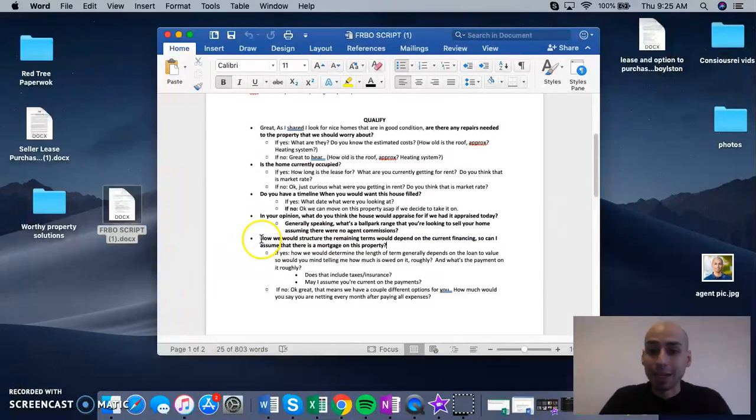But the way I ask it is, all right, so how we would structure the remaining terms would depend on any current financing. So can I assume that there's a mortgage on the property? And right away, that's going to tell you if they own it free and clear, or if they have a mortgage, and then you want to follow up with, as far as the equity, how much equity they might have, and if they're current on the mortgage.